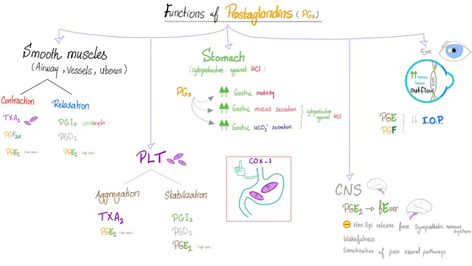They increase gastric motility, they increase the mucus secretion, not the HCl. No, only the mucus, which protects you from the acid. They also increase the bicarbonate secretion, and this is why prostaglandins are cytoprotective. They protect the stomach, and the prostaglandins that protect the stomach are made by COX-1.